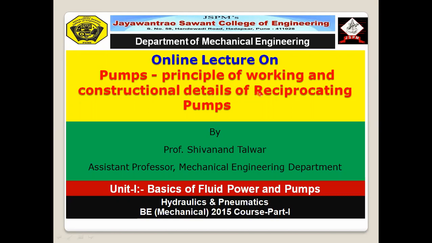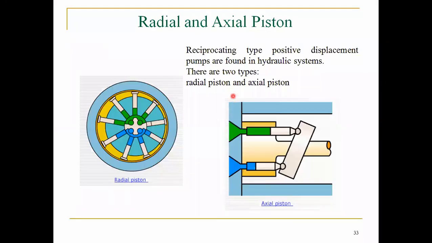So, in this session, we will study the construction and working of reciprocating pumps, that is, positive displacement pumps. Reciprocating type positive displacement pumps are found in hydraulic systems. In hydraulic systems, we use these positive displacement pumps. This reciprocating type is also widely used, and there are two types: radial piston and axial piston.